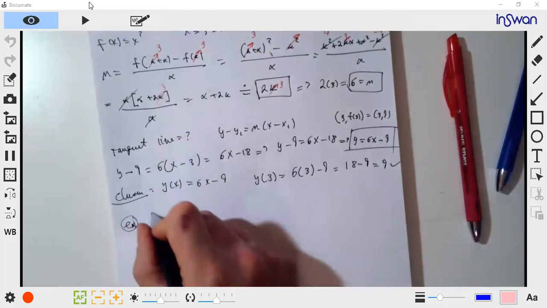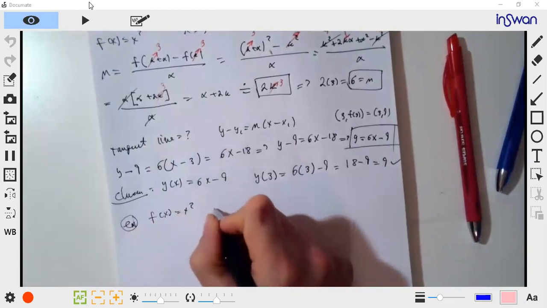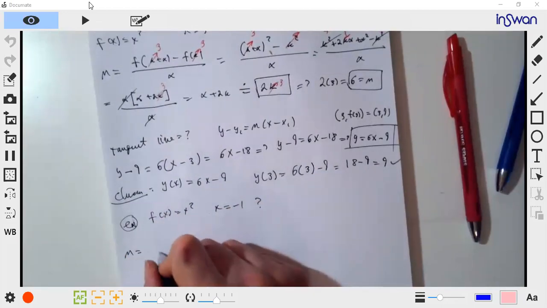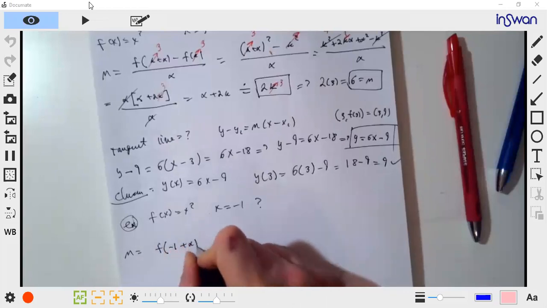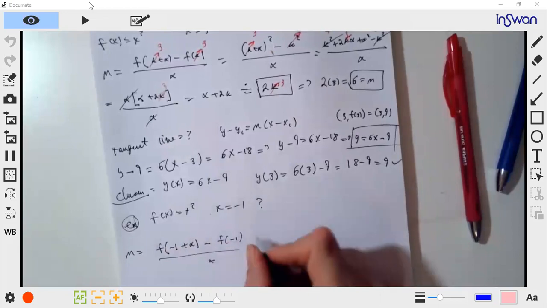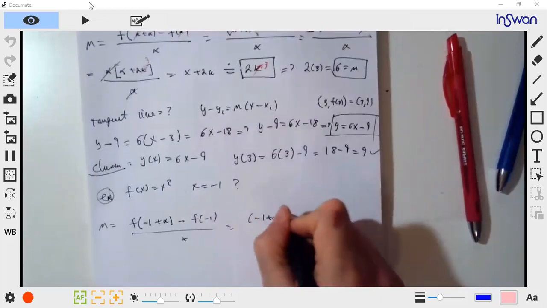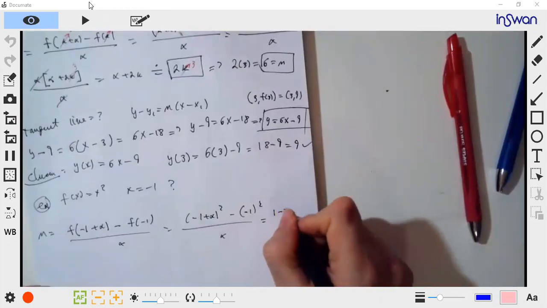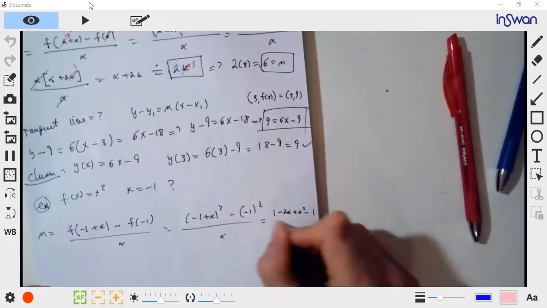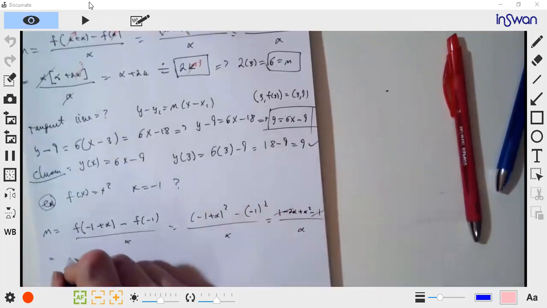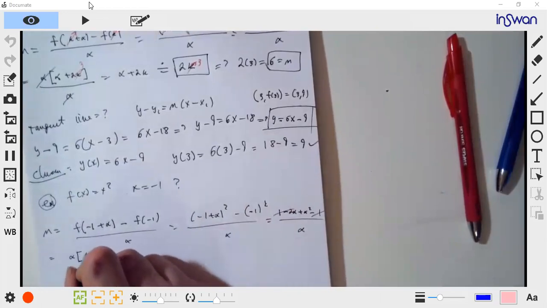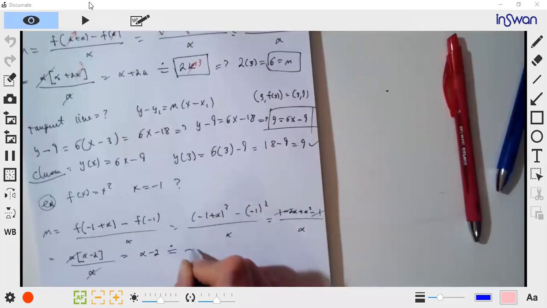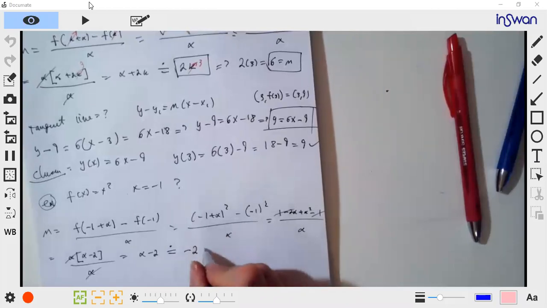Here's another example. Same function, f of x is equal to x squared. But what about x equals negative 1? Well, you can do this process again. m is equal to f of negative 1 plus alpha minus f of negative 1 all over alpha. That's equal to negative 1 plus alpha quantity squared minus negative 1 squared all over alpha. This equals 1 minus 2 alpha plus alpha squared minus 1 all over alpha. Cancel out the 1s. We factor out alpha and get alpha times the quantity alpha minus 2 divided by alpha. Cancel out the alphas. We get alpha minus 2. This renders the real result negative 2. And this is our slope, m.